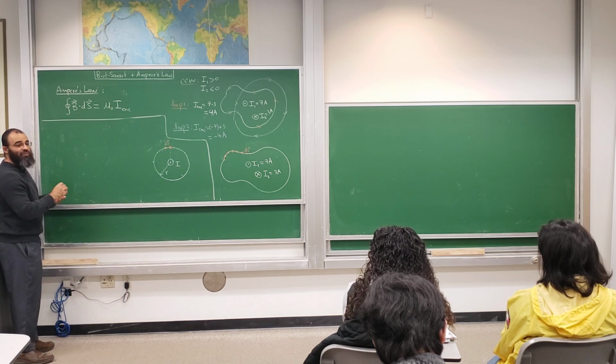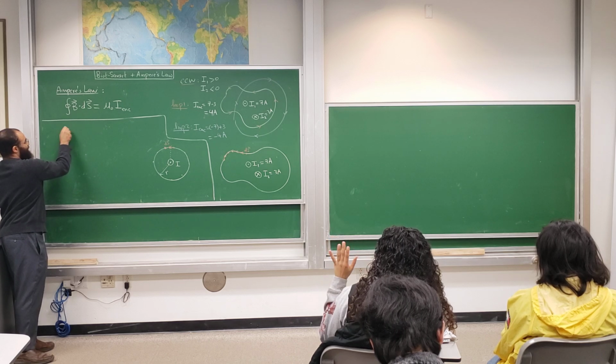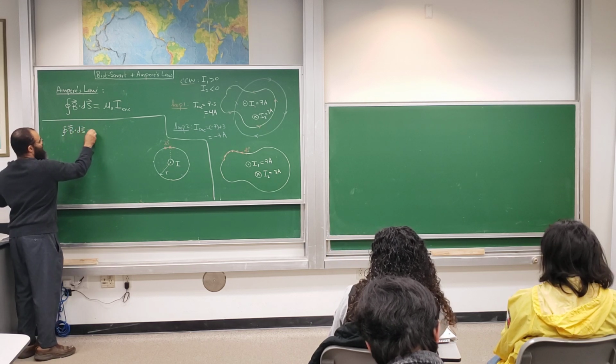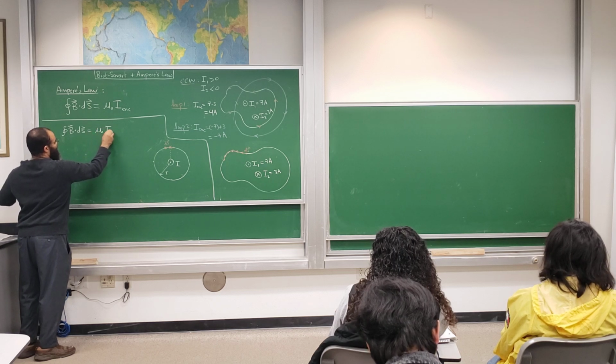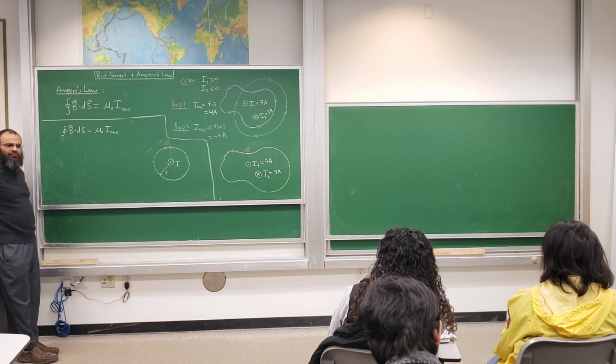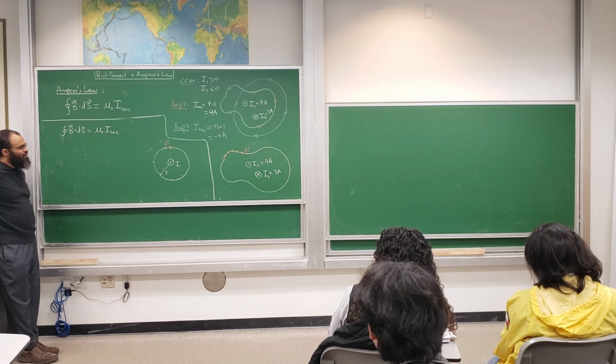So let's see how we can apply Ampere's law. Here's Ampere's law. We say the integral of B dot ds is equal to mu naught I enclosed. Yes. Like with resistors, would you be able to at some point know whether you chose the wrong direction?